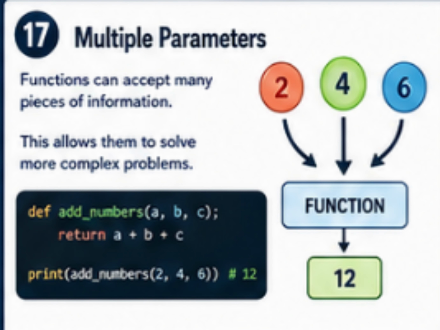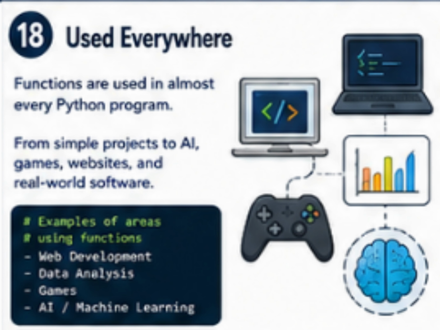Functions can also accept multiple parameters. The add_numbers function receives three numbers named A, B, and C. Inside the function, Python adds them together and returns the total. When the function is called with 2, 4, and 6, the answer is 12. Using multiple parameters allows one function to solve more complex problems while staying organized.